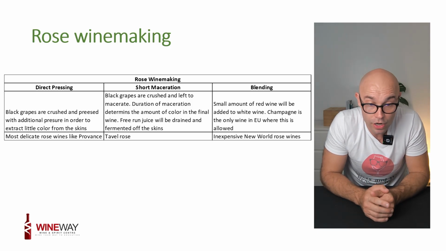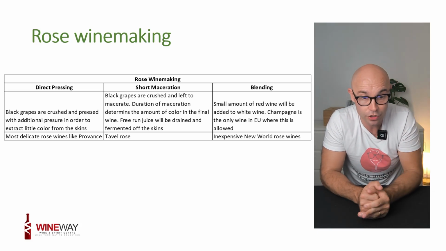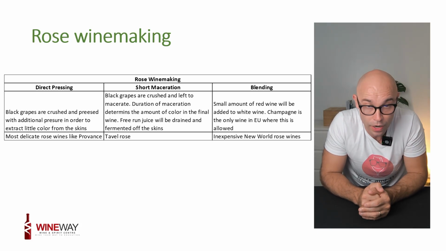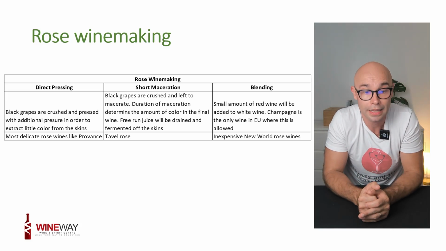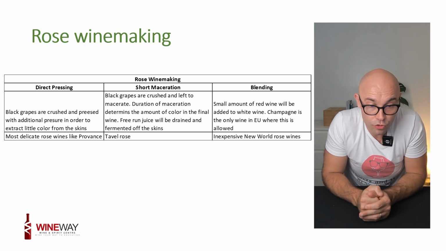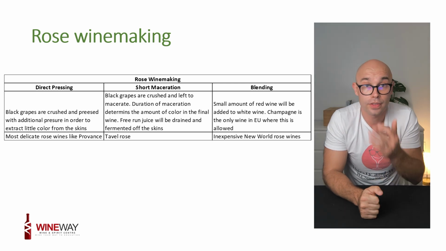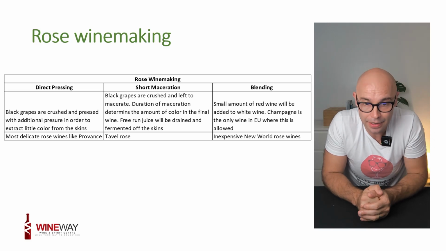So black grapes are crushed and left to macerate for a few hours. Duration of maceration determines the amount of color in the final wine. So longer maceration, you get deeper color, a little bit more tannic grip. Free run juice will be drained and fermentation will finish off the skin. So this is the fuller Tavel style.